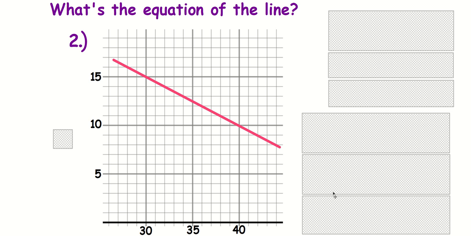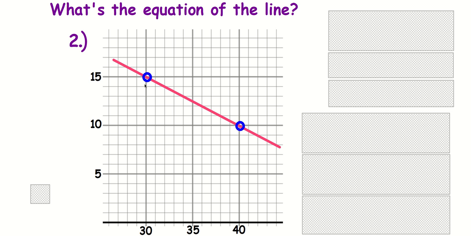Can we do the same thing here? Meaning, can we just figure out, that looks like a nice point, and that looks like a nice point. Maybe there's others. If we're going down 5, it looks like, over, is it 10? From 30 to 40? Yeah, so we can figure out the slope.